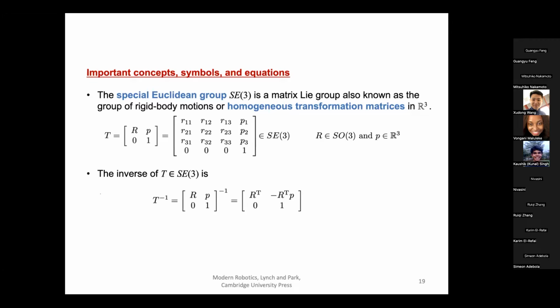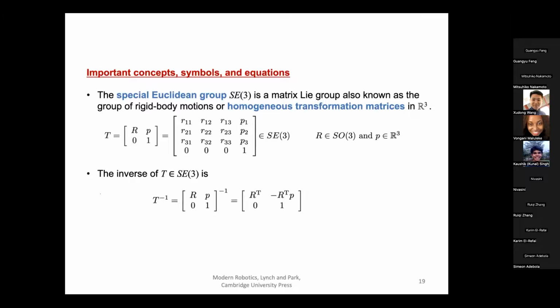Okay. Then this terminology SE3, special Euclidean group SE3. So the 3 here stands for, okay, let's just unpack this representation. What is the 3? The 3 is because it's 3 dimensions.